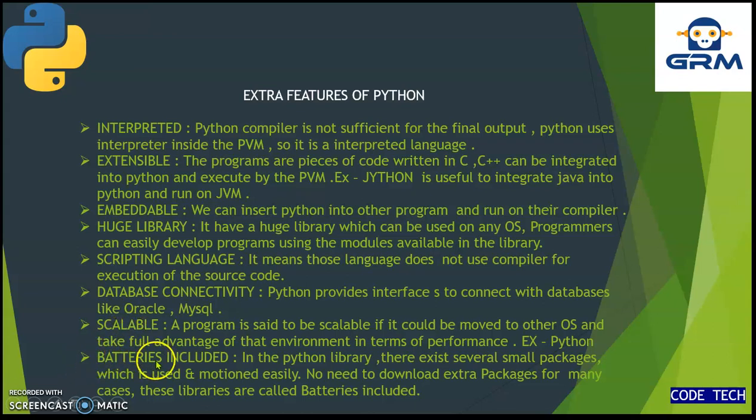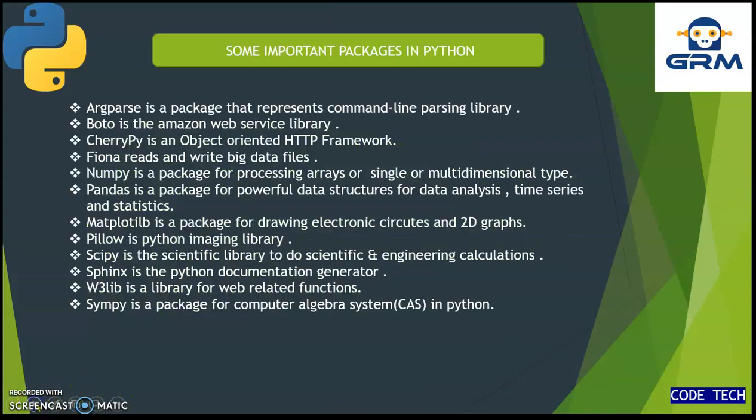Then coming to batteries included: in the Python library, there exist several small packages which can be used and imported easily. No need to download extra packages in many cases. These libraries are called batteries included. Here are some important batteries included packages. argparse is a command line parsing library. Second, Boto is an Amazon Web Services library. CherryPy is an object oriented HTTP framework. And fourth, h5py reads and writes big data files.